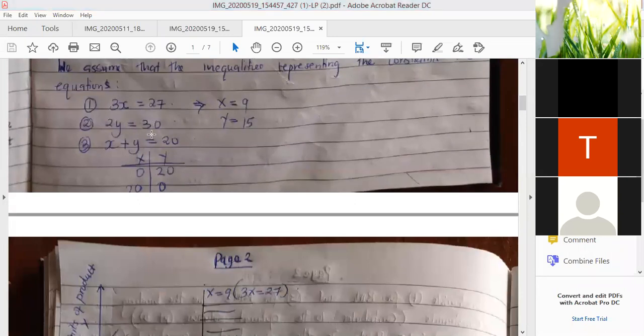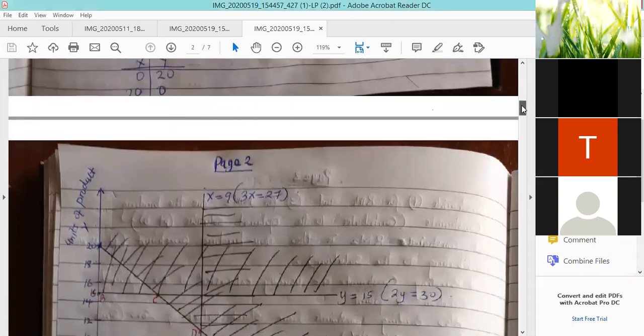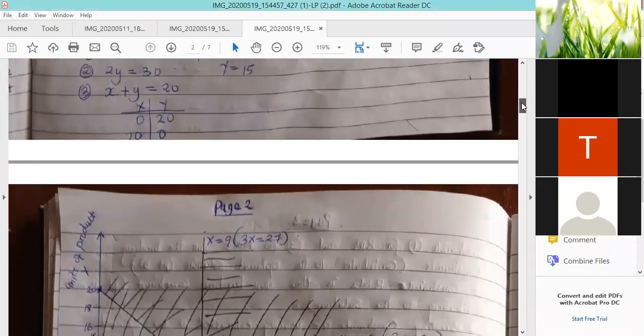The same goes for the second inequality, which was of the kind 0x plus 2y less than or equal to 30. So it's the same interpretation as 2y less than or equal to 30. Assuming an equation again, we are finding the value of y, which in this case comes to 15. And then we had, if you remember, x plus y less than or equal to 20.